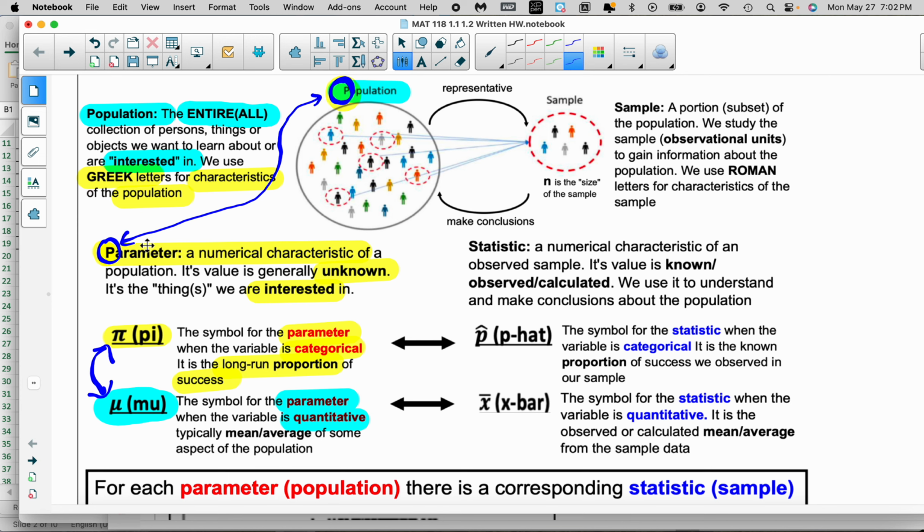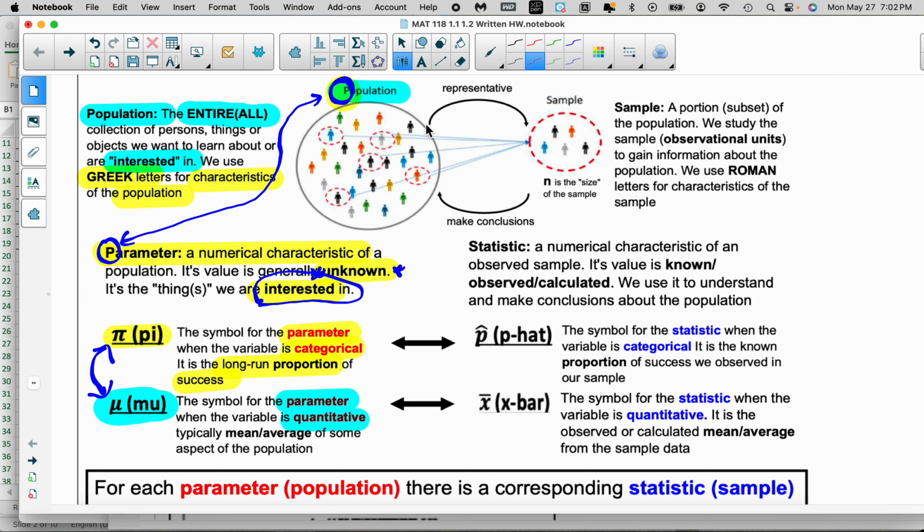Parameters go with populations. All right, so since we typically don't know the characteristic of the population, sometimes it's really just not feasible to know. Let's say we wanted to know the average weight of all the people in the United States. It's not really feasible for us to go out and weigh every single person in the United States. So what do we do in that case? We're still interested in the average weight, but it's not feasible to weigh everybody. That's where statistics comes in.